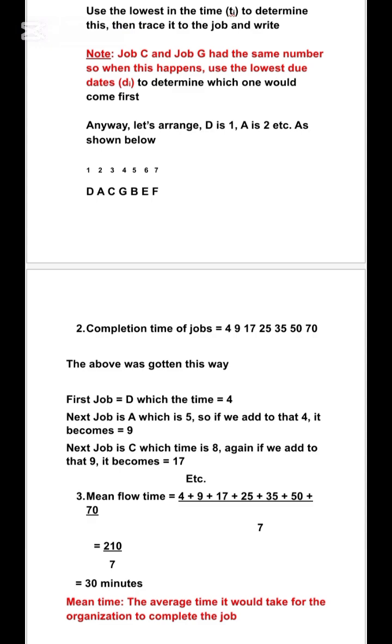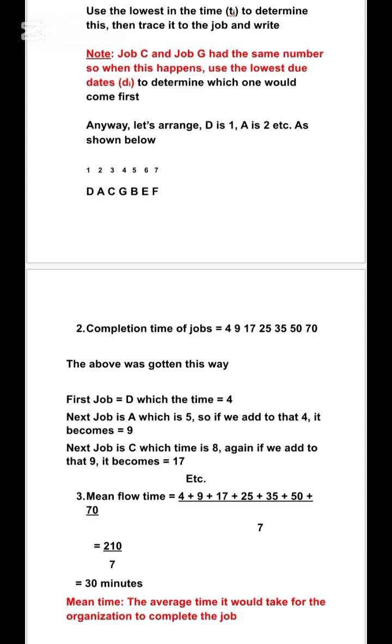The second one is the completion time of jobs, right? Completion time of job. Each are adding each other. The first one is 4, second one is 5. So 4 plus 5, 9. The third one is 8. So 9 plus 8, 17. Fourth one is, you get the idea, 8. 17 plus 8, 25. Fifth one, 10. 25 plus 10, 35. Sixth one is 15. 35 plus 15, 50. Seventh one is, you get the idea, 20, which is 50 plus 20, 70.